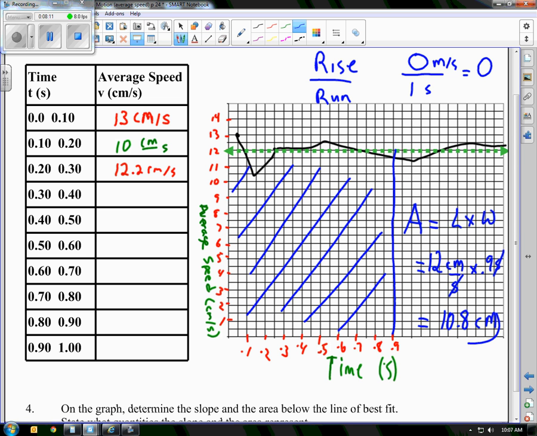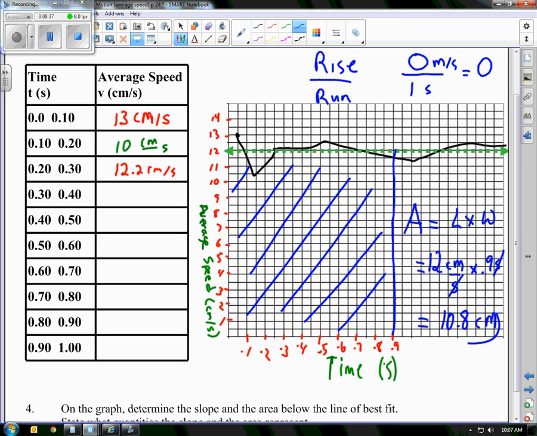What does the area underneath this line of best fit tell us? What kind of unit is a centimeter unit? Of distance. It tells us our distance traveled. It tells us that we traveled a distance.